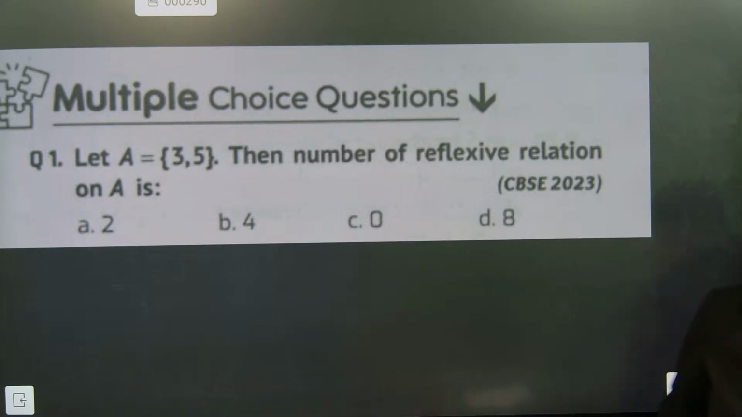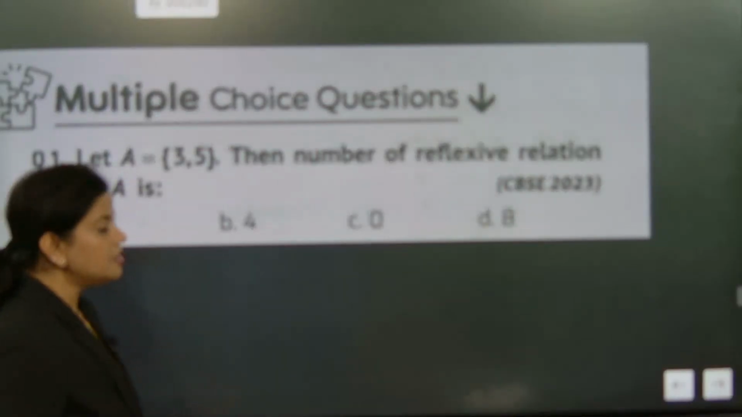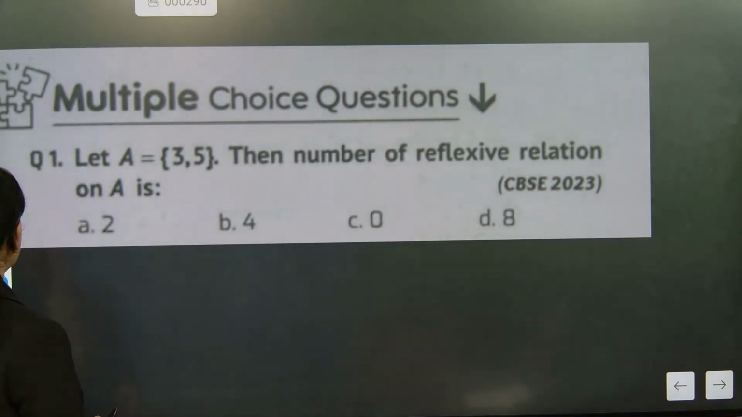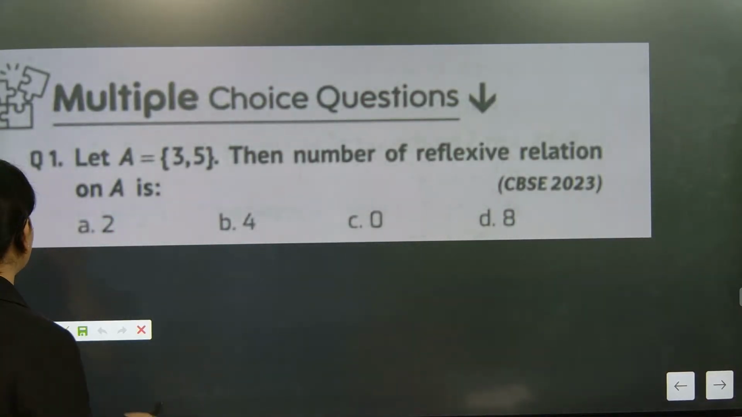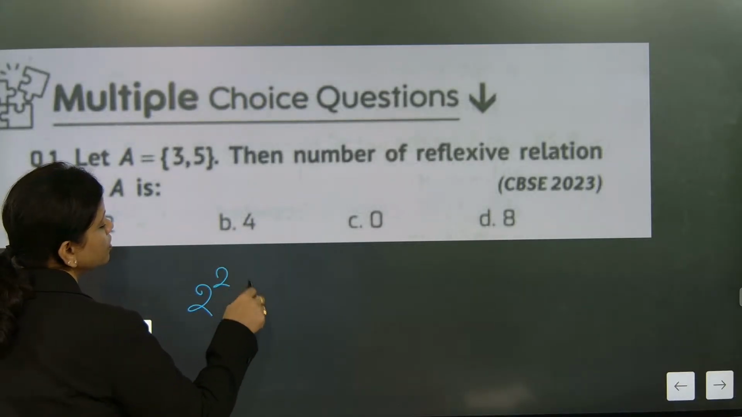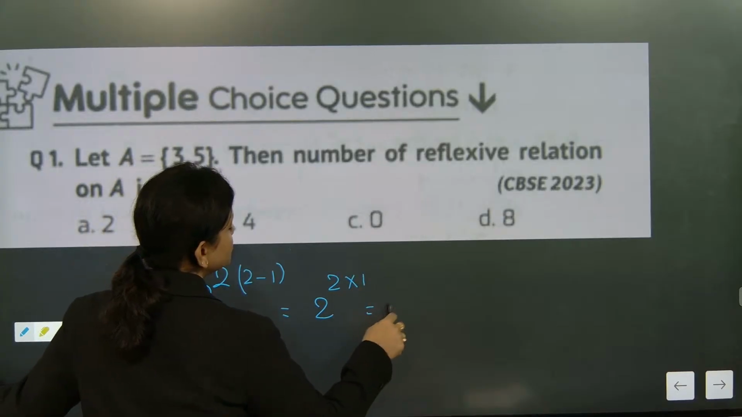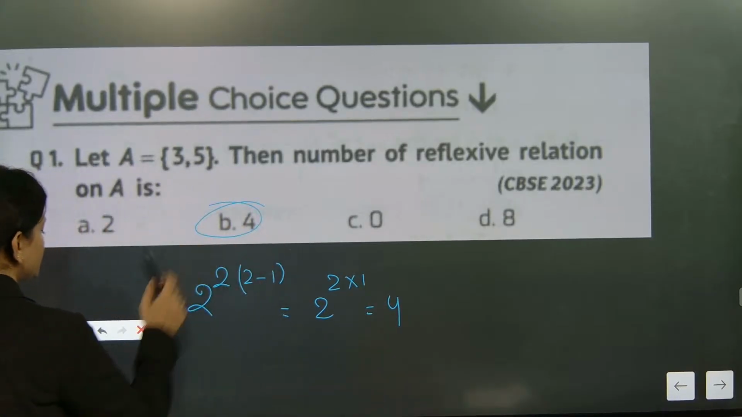What is the correct answer here? Come on, start answering the question. 4. See, number of elements in A is how much? 2. So here our formula is 2 to the power 2 into (2 minus 1). Reflexive relation formula, 2 into 1. Answer is coming as 4. So the correct answer is 4.